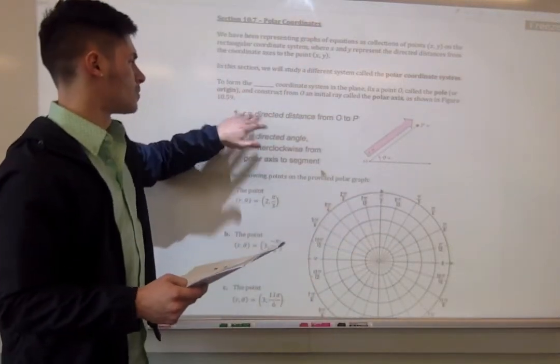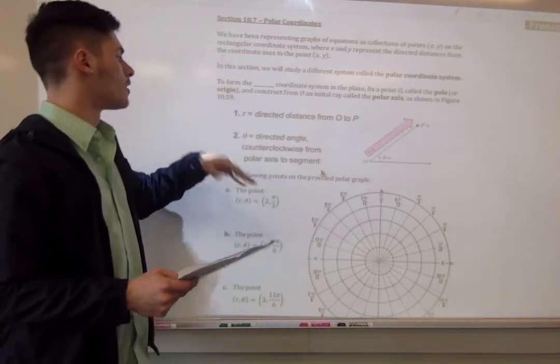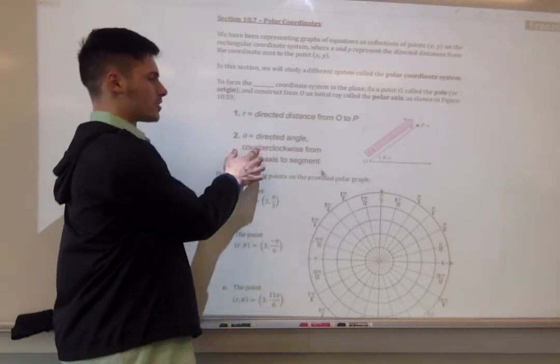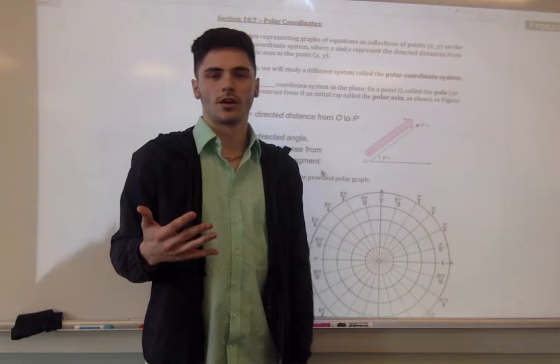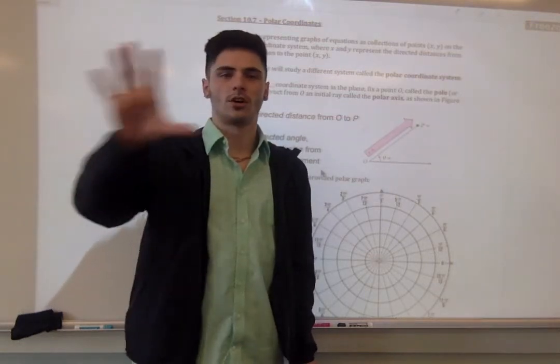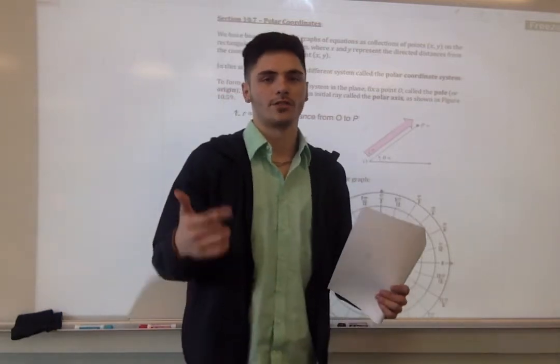As I said, r is going to be the directed distance from O to P, and theta is going to be the directed angle counterclockwise from the polar axis to the segment. You don't have to think too hard about this. Theta is just going to be the direction like on the unit circle. So the coordinate system isn't going to change at all. Might be a little difficult to remember, but it's nothing that you haven't seen before.